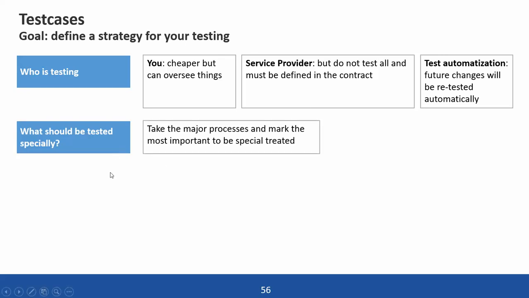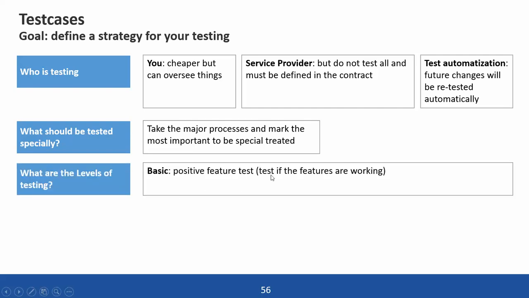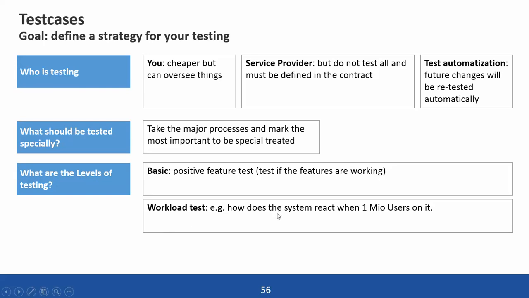Also, what's important to think about is what are the major processes that you really want to test well, and what are not so important processes. Why? Because you have different levels of testing. The first is the basic test, the positive test. That means you test if every button is really working, and that's the easiest test, because you only have to click through everything and check that everything is really working, and it's okay. But you also have the workload test. Like I said, you set some performance requirements and you want to test them. So is my application really working if 1 million users are there?